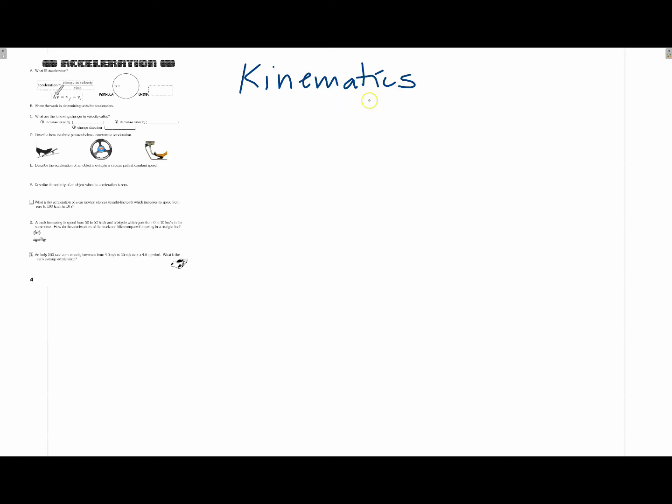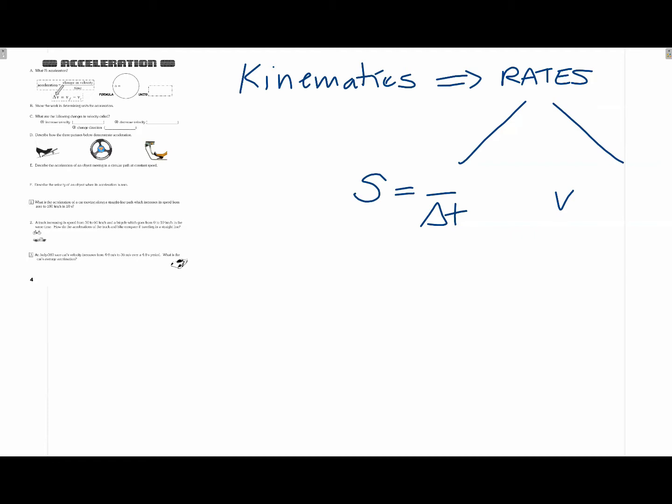Kinematics is the mathematics of motion, looking at the idea of rates, and rates being how fast or how slowly something happens. We looked at two very specific rates in Physics A with kinematics: speed and velocity. Speed is the rate, and anything that is divided by time is a rate.